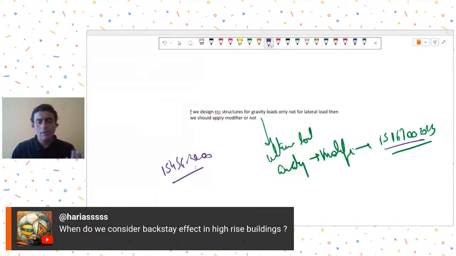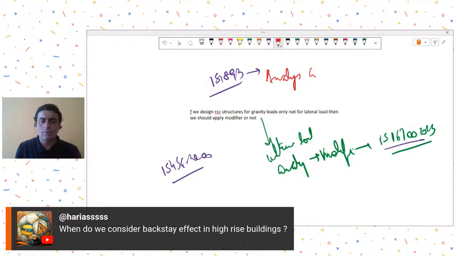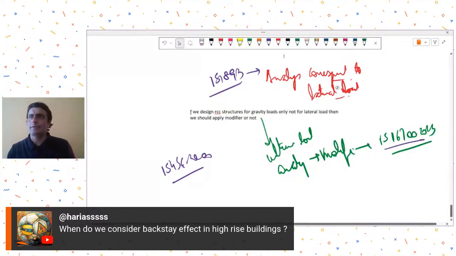If you are using 1893, 1893 only tells you that for the lateral load analysis, it does not even talk about design. It just says for analysis corresponding to lateral loads, you are supposed to provide these modifiers. Only for analysis, that means let's say the drift check or displacement checks, only for that. So various codes right now in the Indian context are giving you different information.